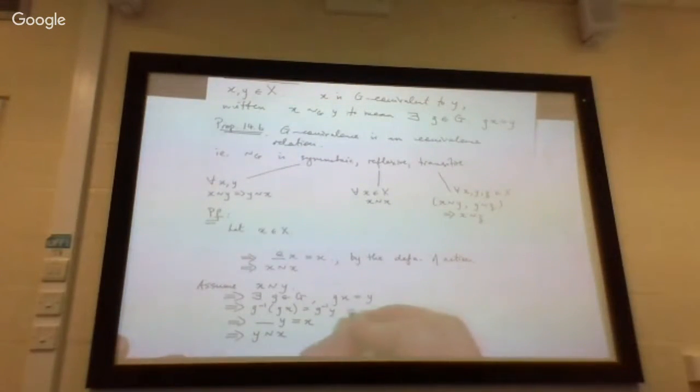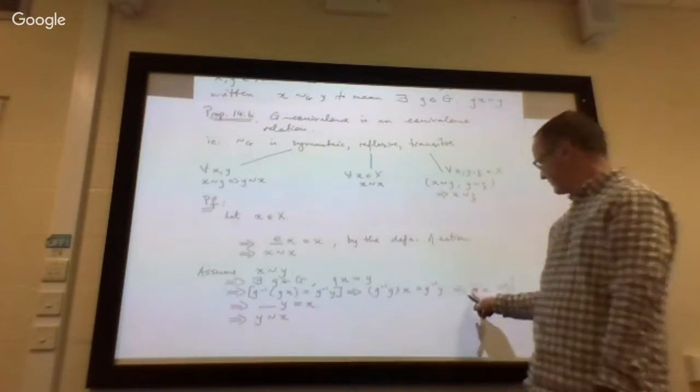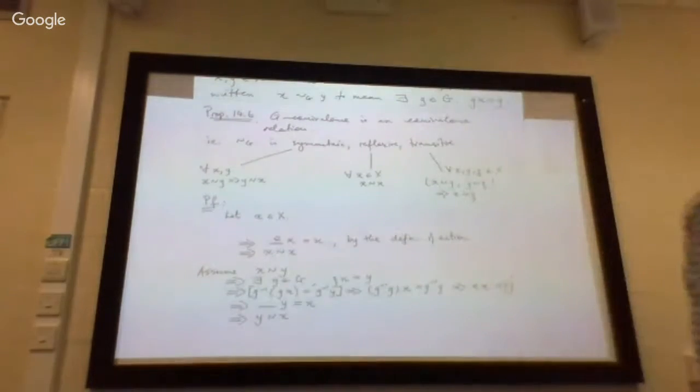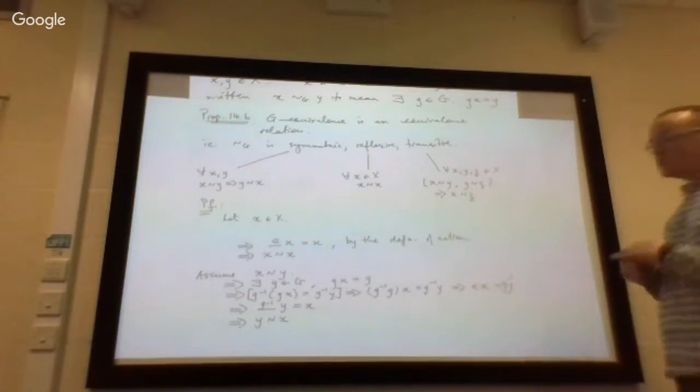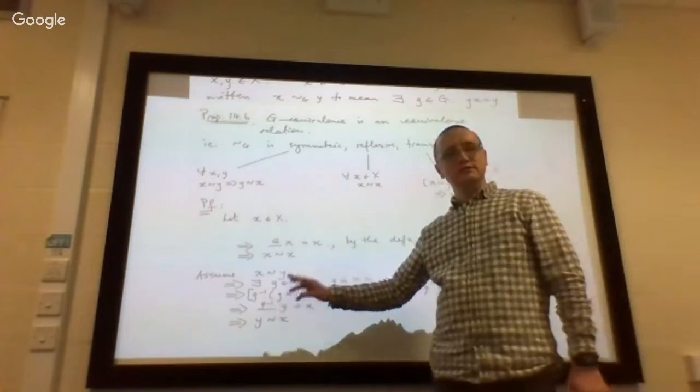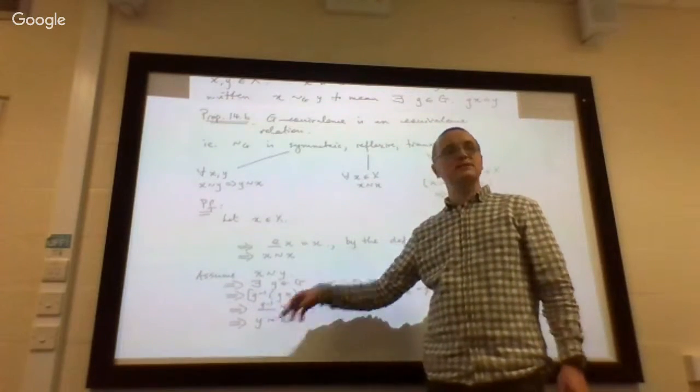I maybe didn't leave myself quite enough room, so let's put square brackets on the right-hand side. That property implies that g inverse g applied to x equals g inverse times y, which implies that ex equals, sorry, g inverse times y. Then that reduces to x by property 1, and you've got g inverse there. That's the thing filling the gap. So that's what we set out to prove. We set ourselves that challenge: can we fill that gap with a group element? Yes, g inverse.